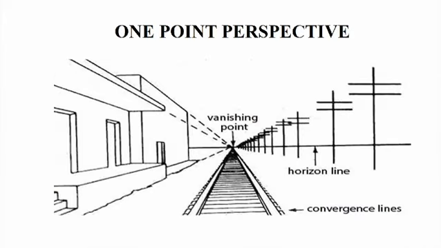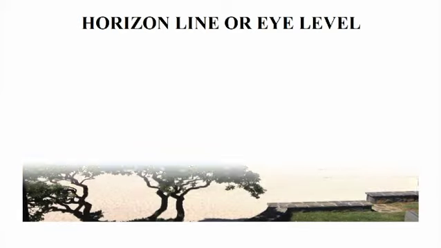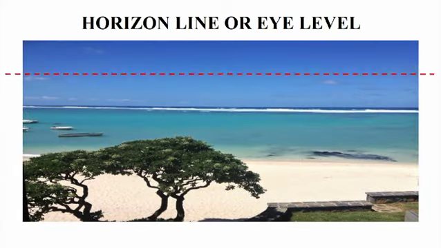In grade 7, you learned that one-point perspective is a drawing method that shows how things get smaller as they get further away, converging towards one single vanishing point on a horizon line. Horizon line or eye level refers to the visual boundary where the sky separates from land or from the sea.